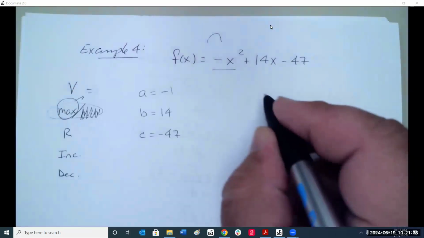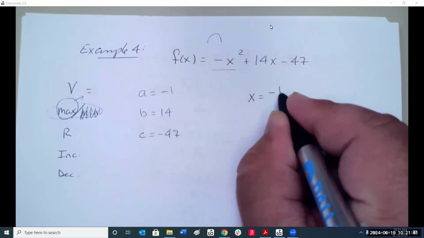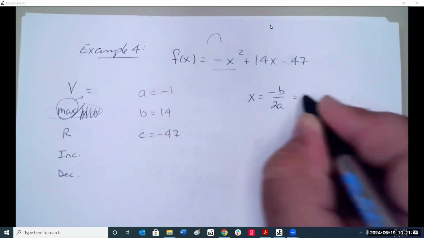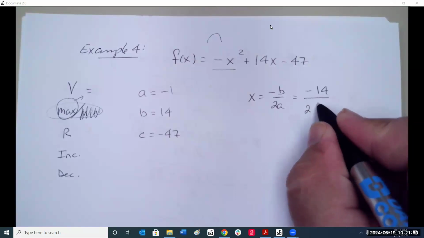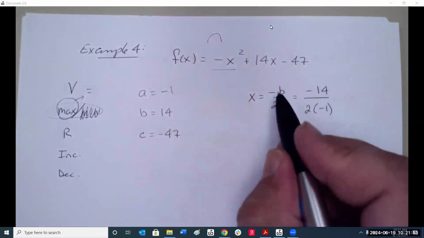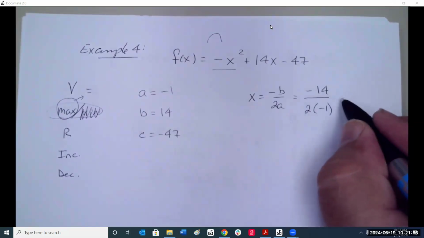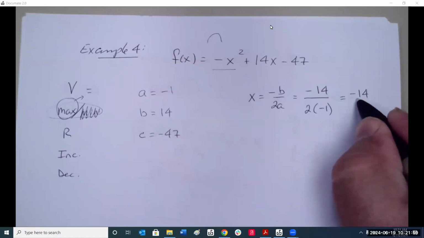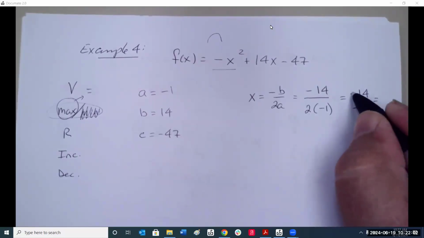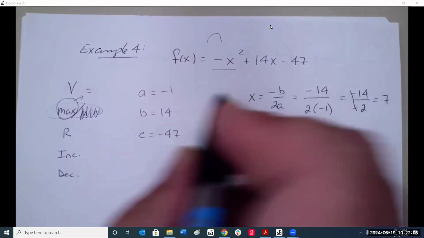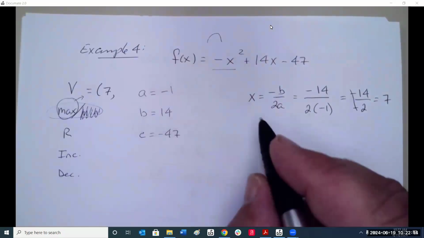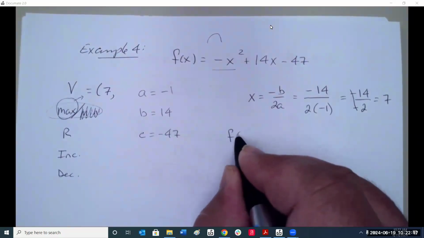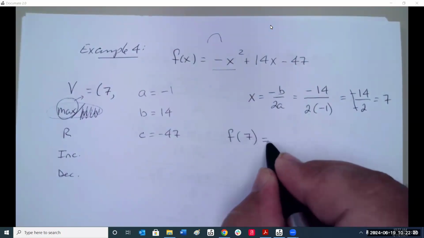To find the vertex, we have to find the x value, which is negative b over 2a. So it's negative 14 over 2 times negative 1. Negatives cancel. 14 divided by 2 is 7. So the axis of symmetry is 7. Plug that into your function.